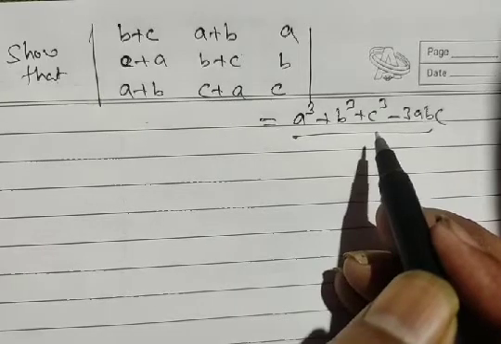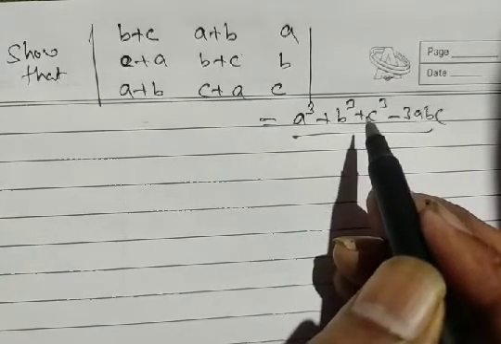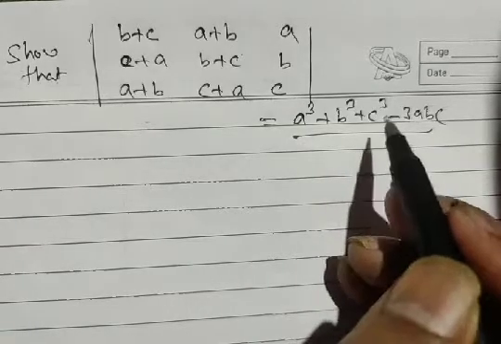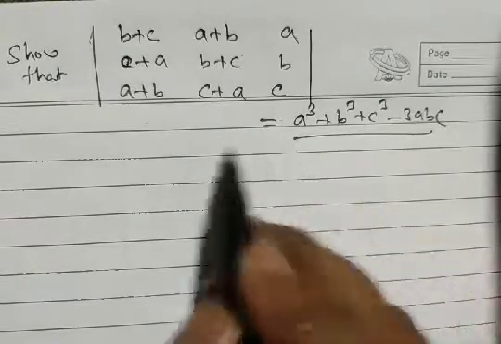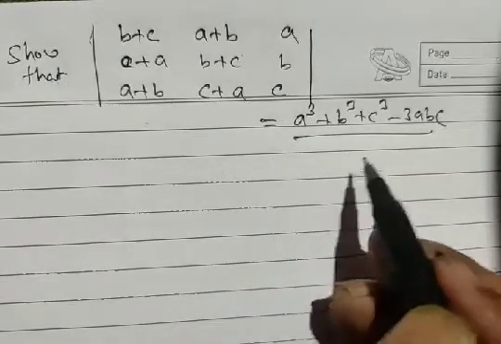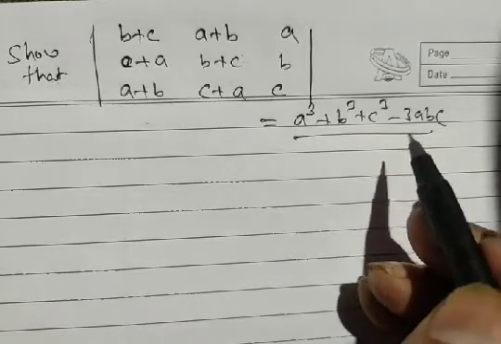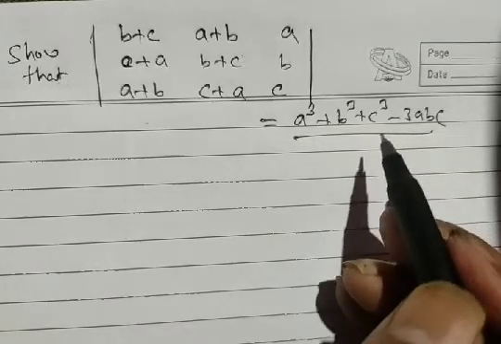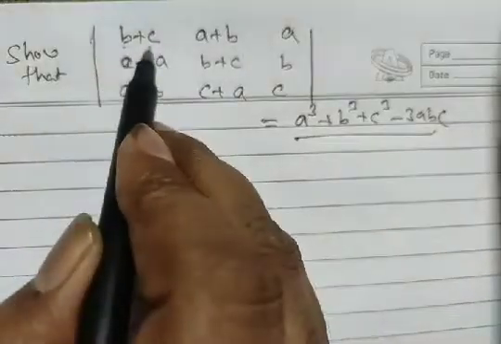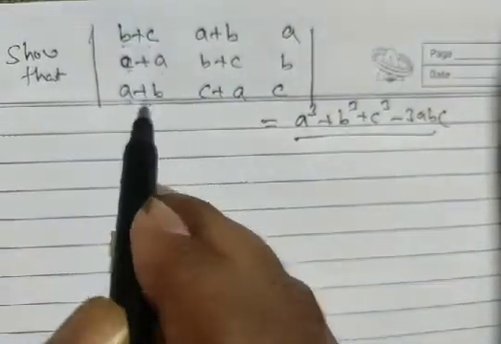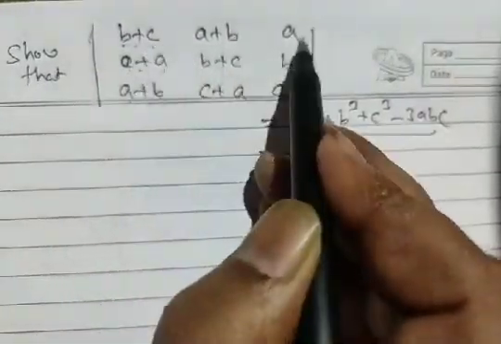Its expansion is a plus b plus c into a square plus b square plus c square minus ab minus bc minus ca. That means we first need a plus b plus c, and then multiply with a square plus b square plus c square minus ab minus bc minus ca. How do we get a plus b plus c? Look, here is b plus c, here is c plus a, here a plus b, c is there; c plus a, b is there; b plus c, a is here.